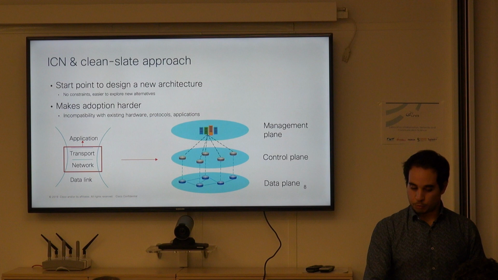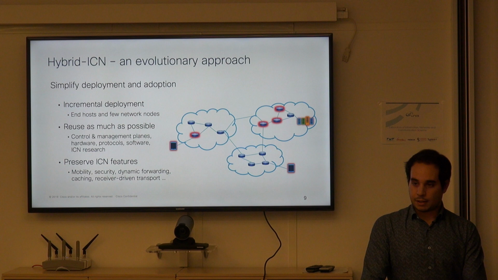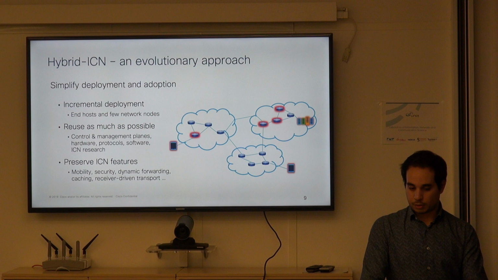So what we can do is opt for a revolutionary approach, which will incrementally deploy ICN, reusing as much as possible what is available today. We want to reuse the content management plane of IP, the hardware and the protocols, the existing software, and also the previous ICN research and the benefits which this research brought. And in particular, we want to preserve the ICN features which I described at the beginning, like mobility, security, dynamic forwarding, and so on.